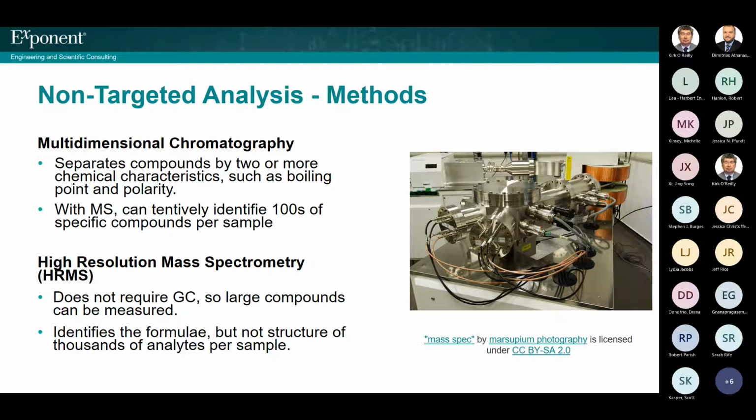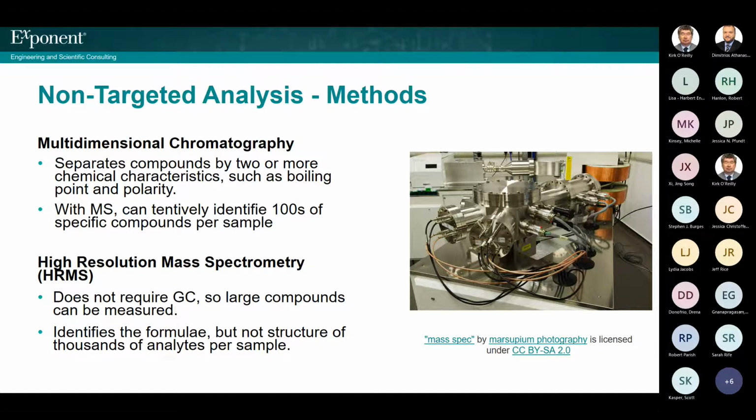So there's a lot of non-targeted methods, but the two big areas in the organic world are multidimensional chromatography and, increasingly, higher resolution mass spectrometry. We've all sent samples throughout our career for GC or maybe HPLC. Each of those separates contaminants using basically one factor. GC, it's usually boiling point. HPLC, it's polarity. But with multidimensional chromatography, you can add multiple steps of separation.